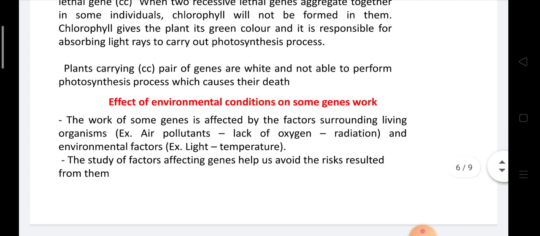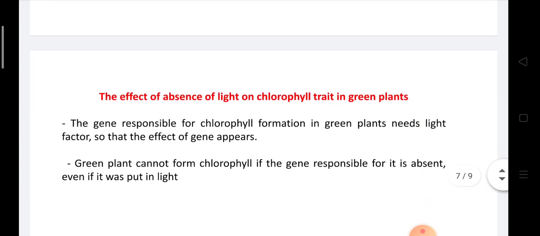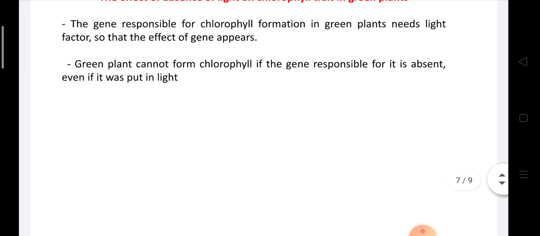Effect of environmental conditions on some genes' work. Some environmental conditions like lack of oxygen, radiation, air pollutants, light, and temperature may affect the expression of some genes, like the effect of absence of light on chlorophyll trait in green plants. When the green plant is potted in a dark area without light, it will be affected as it can't produce chlorophyll because the gene of chlorophyll is inactivated by the loss or absence of light.